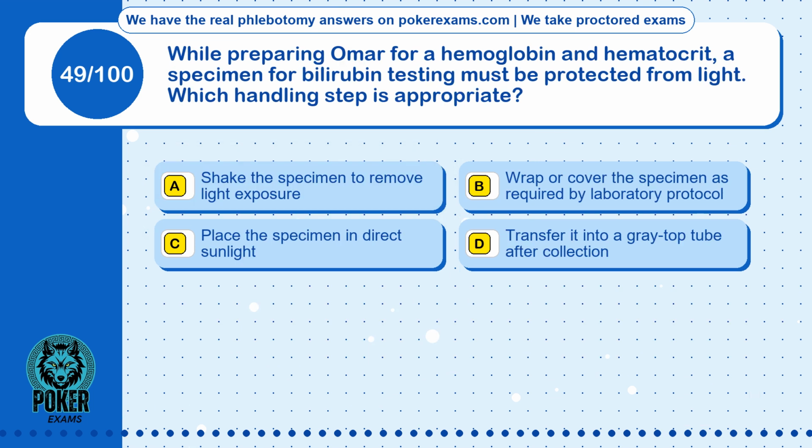Question 49. While preparing OMAR for a hemoglobin and hematocrit, a specimen for bilirubin testing must be protected from light. Which handling step is appropriate? Option A, shake the specimen to remove light exposure. Option B, wrap or cover the specimen as required by laboratory protocol. Option C, place the specimen in direct sunlight. Option D, transfer it into a gray top tube after collection.